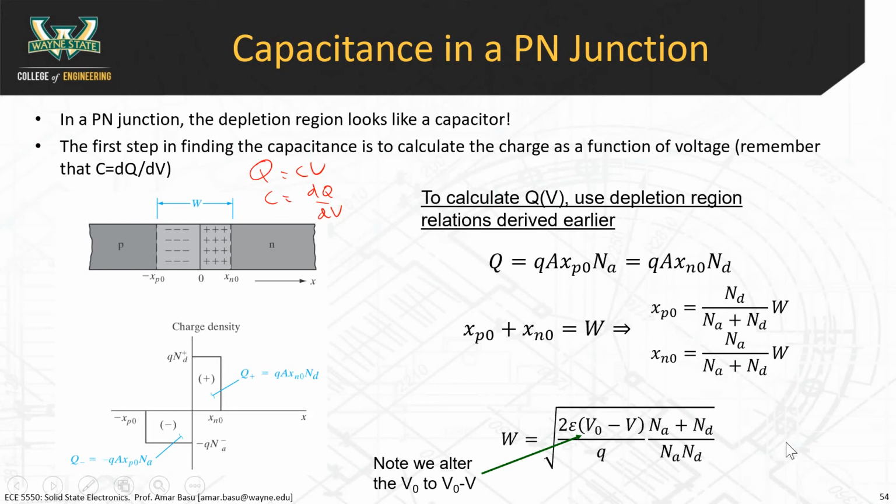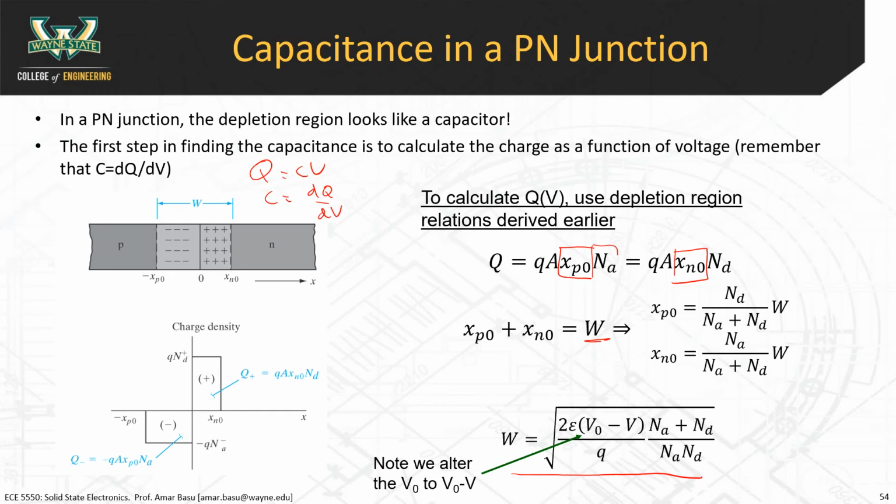The reason why we're looking at that is that we are putting Q in terms of x_p0 and x_n0. Then these x_p0 and x_n0 are related to the width, and the width is related to the voltage, because we derived these equations earlier. So we have these different sets of equations.